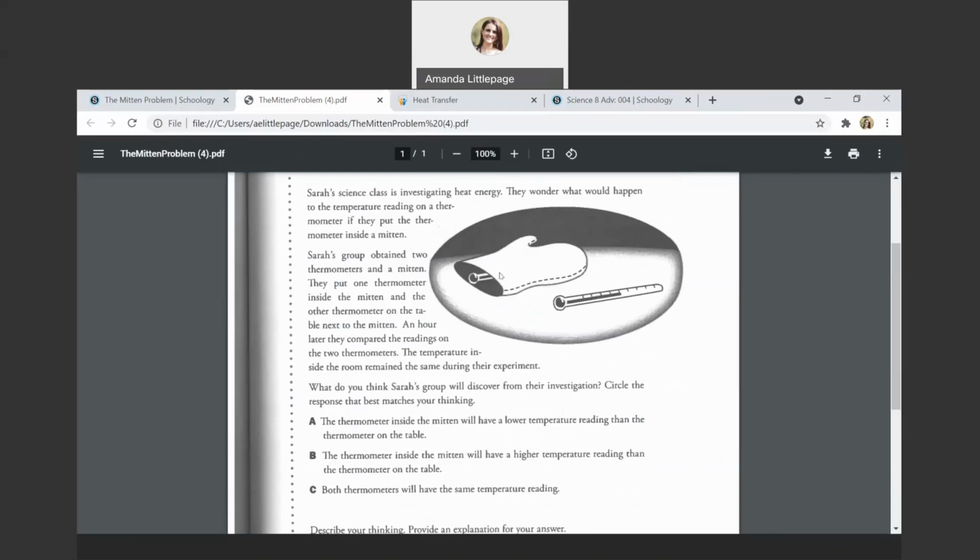Secondly, to explain this, thermal energy has to come from somewhere, right? Energy does transfer through objects. In order for these two thermometers to have different temperatures, one must have more thermal energy than the other. Mittens do keep our hands warm, but that is because they trap your body heat. They prevent your body heat from leaving your body and moving out into the external environment. But thermometers don't generate their own thermal energy. So these two thermometers would both have the same temperature reading.